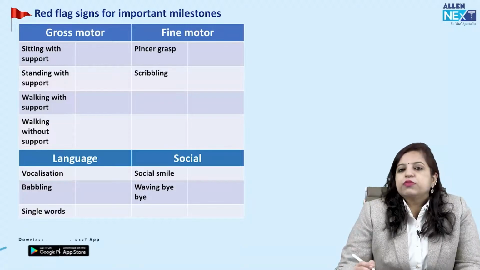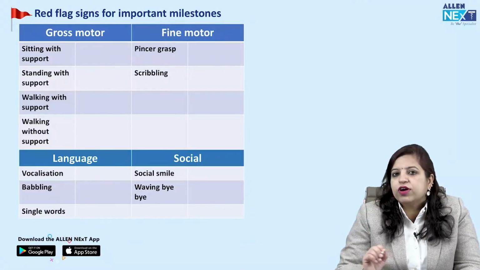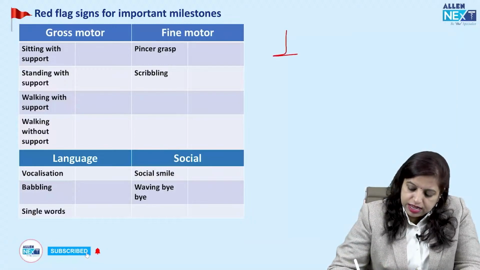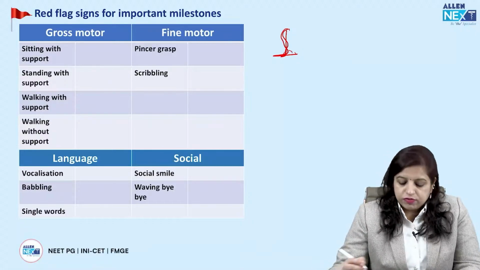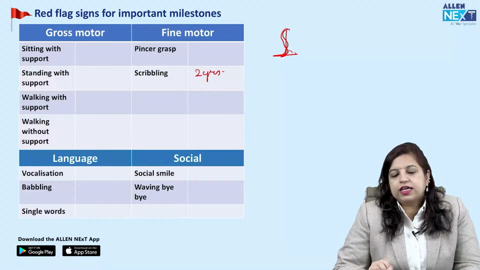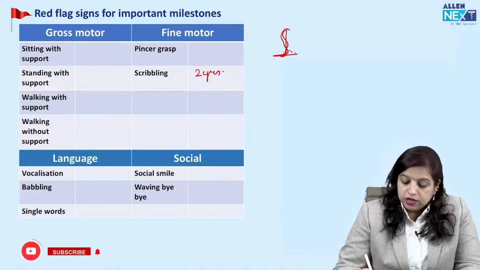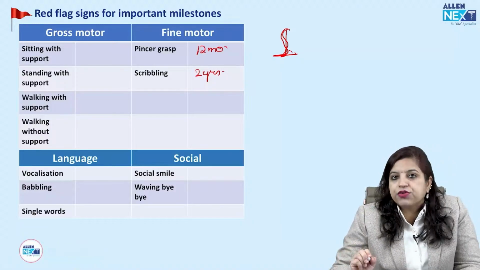So, scribbling usually begins at 1 year of age. We just saw that figure of 1, 2, 3, 4, where at 1 year they had shown something like 1 and then there was a scribbling like this. So scribbling begins at 1 year of age. So if it does not appear by 2 years of age, it's a red flag sign. Pincer grasp usually begins by 9 months of age. If it has not appeared by 12 months of age, it's a red flag sign, right?